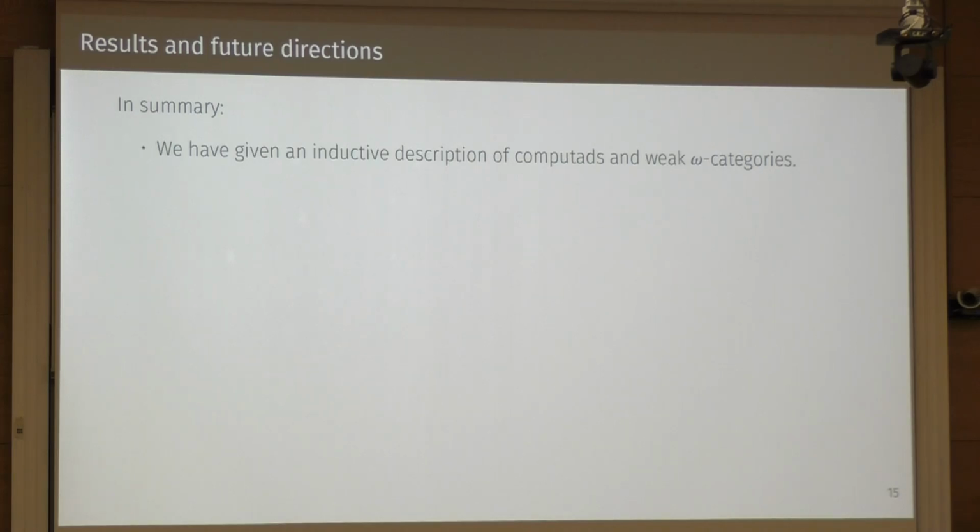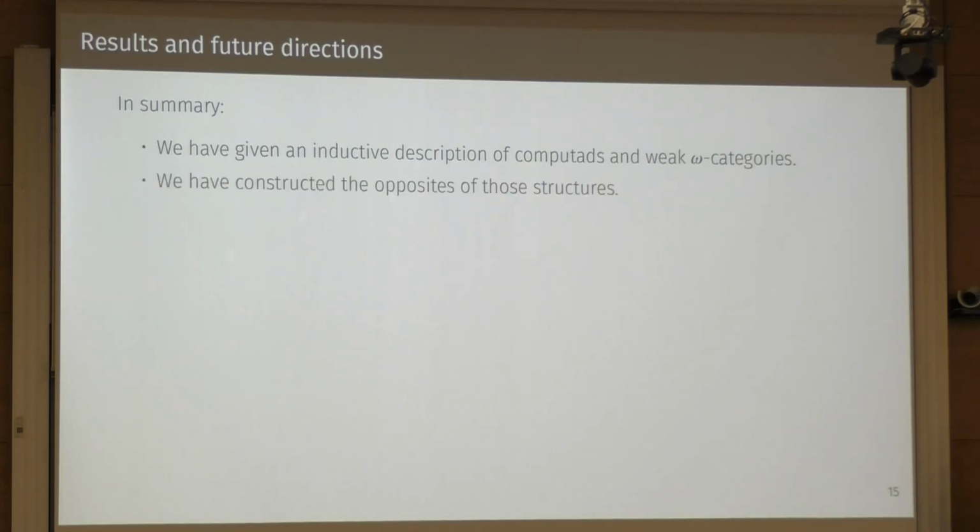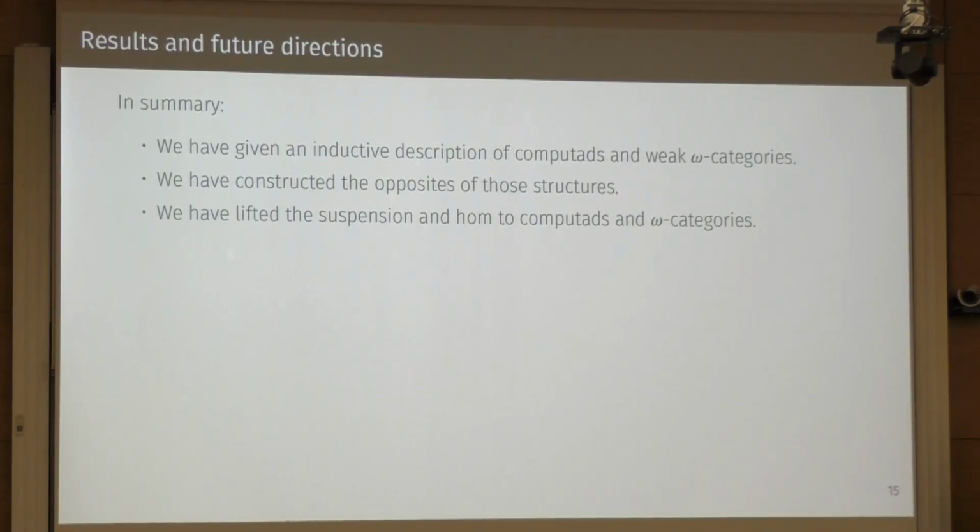So, summarizing those points, we have given an inductive description of computads and weak omega categories. We have constructed the opposites of those structures, and we have lifted the suspension-Hom adjunction to computads and omega categories. And since I have the time, I should add that we've also studied whether computads are preserved by those functors and how those functors interact with each other. So, for example, we know that the Hom functor preserves computads, which are somehow cofibrant omega categories.